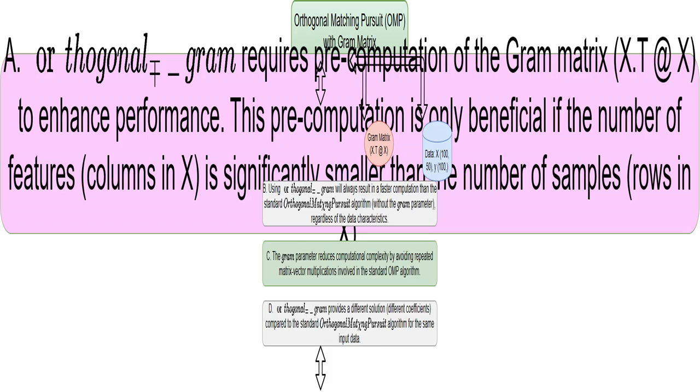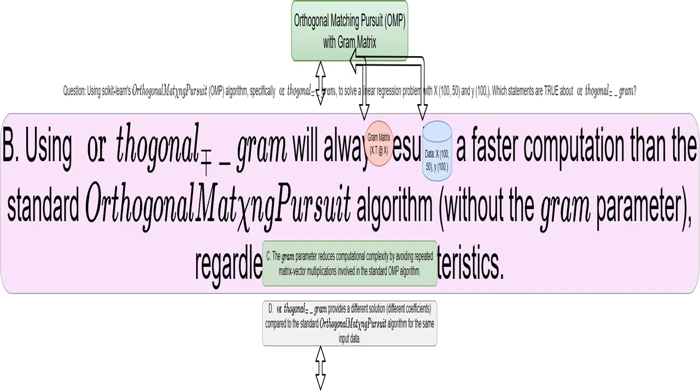This statement is correct. The _orthogonal_mp_gram function needs that gram matrix, xᵀx, computed ahead of time. Multiplying the transpose of the design matrix X by the original X gives us the gram matrix. It is beneficial only when the number of features is much less than the number of samples. Think of it like this: if you have many fewer features than observations, pre-computing that gram matrix saves a lot of time later. This statement is incorrect.